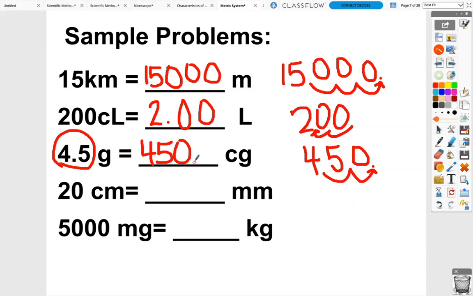The next one, centimeters to millimeters. You can look back at your chart, but remember it takes 10 millimeters to equal 1 centimeter. So a millimeter is a smaller unit of measure. A centimeter is a little bit bigger.